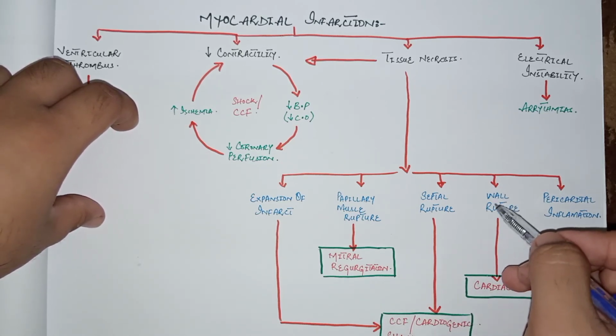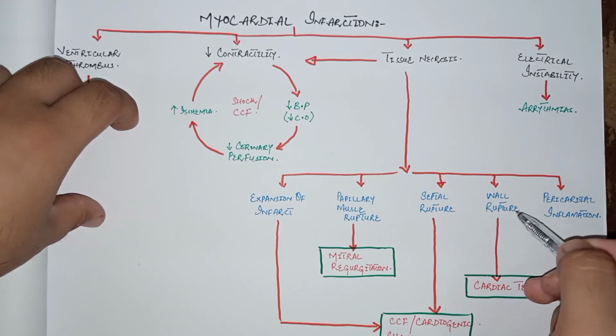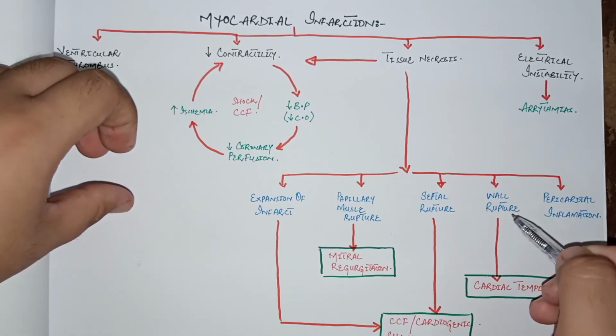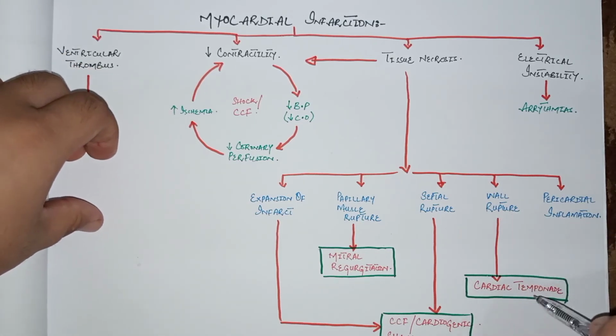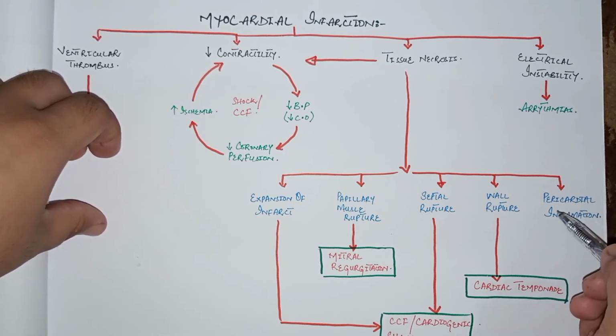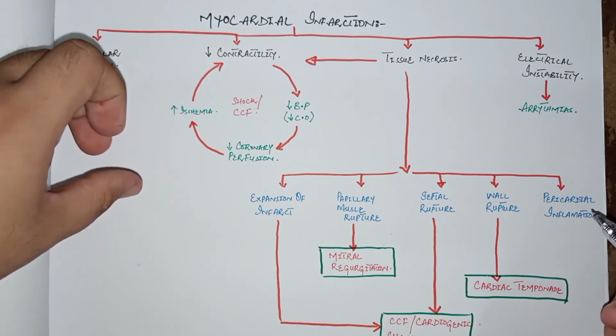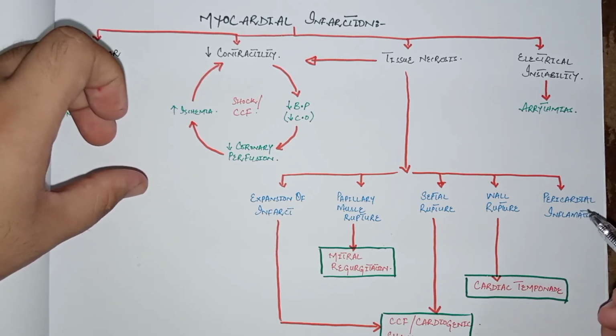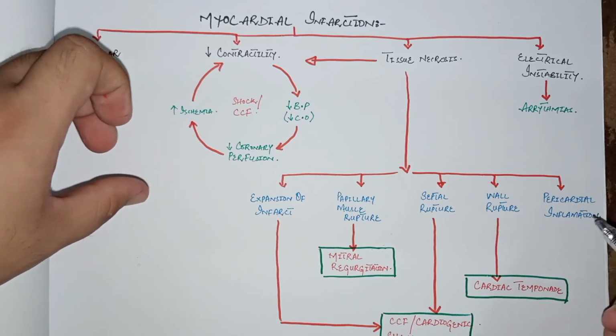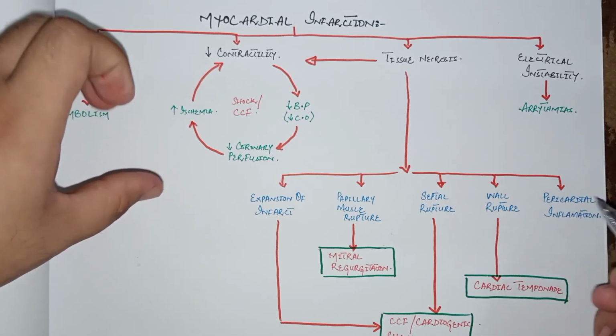And when there is tissue necrosis or rupture of the wall of the myocardium, there is blood pooling within the pericardium, which leads to cardiac tamponade. And there is pericardial inflammation because inflammatory cells are present at the site of myocardial infarction. So the inflammatory cells also inflame the pericardium, which leads to pericarditis.